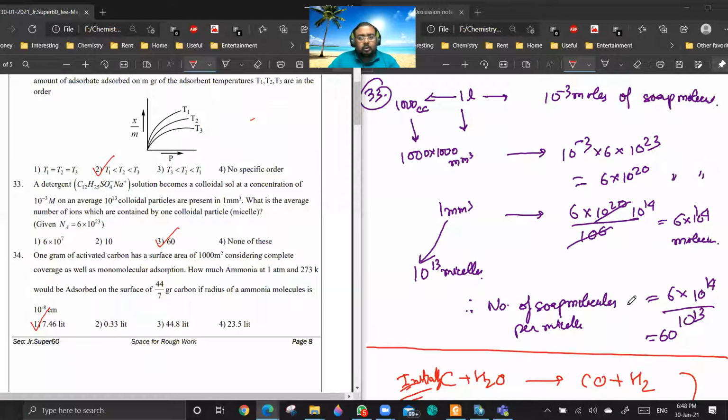34 is also a doubt. See, if it is a doubt, I will explain. Okay, so let us start with 33.